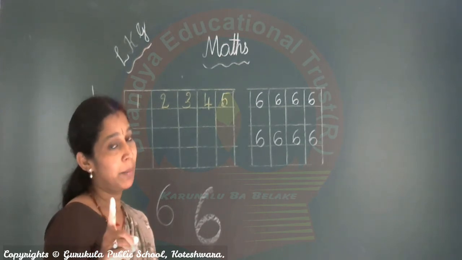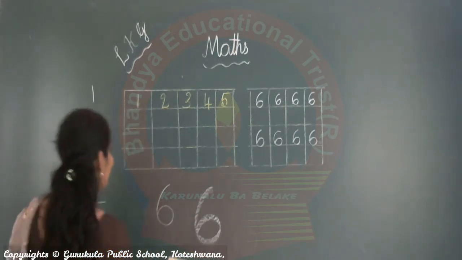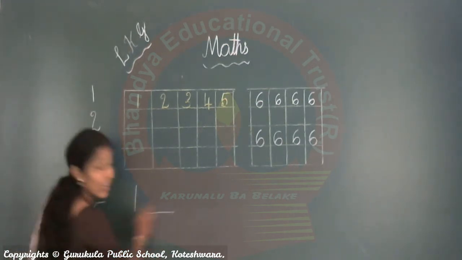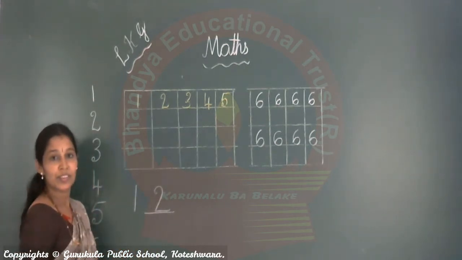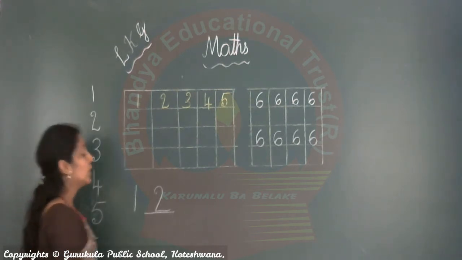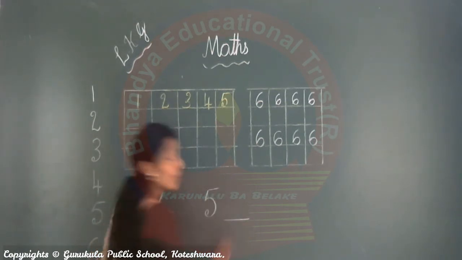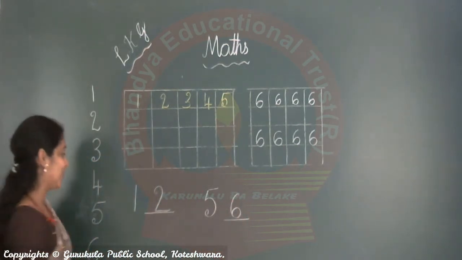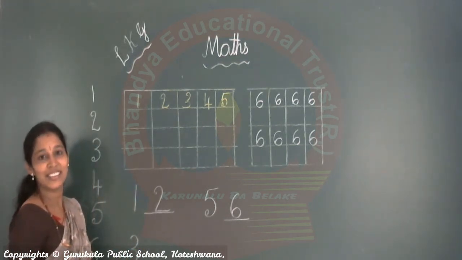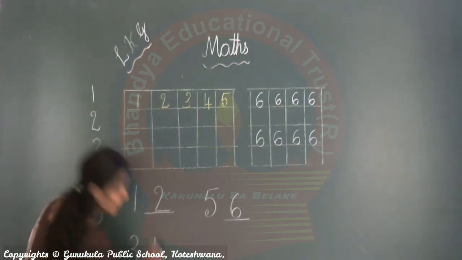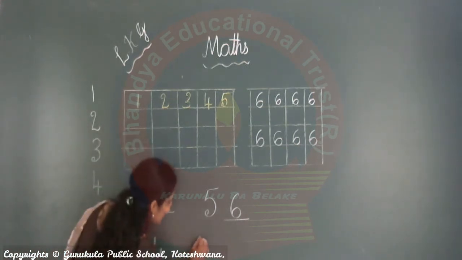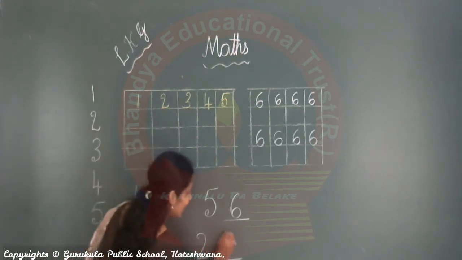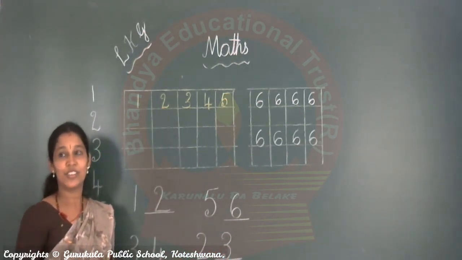1 to 6. Tell me now, which number comes after which number? Okay? See, one example I will give you. 1 comes after 2, right? Same way. 5 comes after 6. Very good. 3 comes after 4. Very good. Now, 2 comes after which number? 2 comes after 3. Very good. Correct, no?